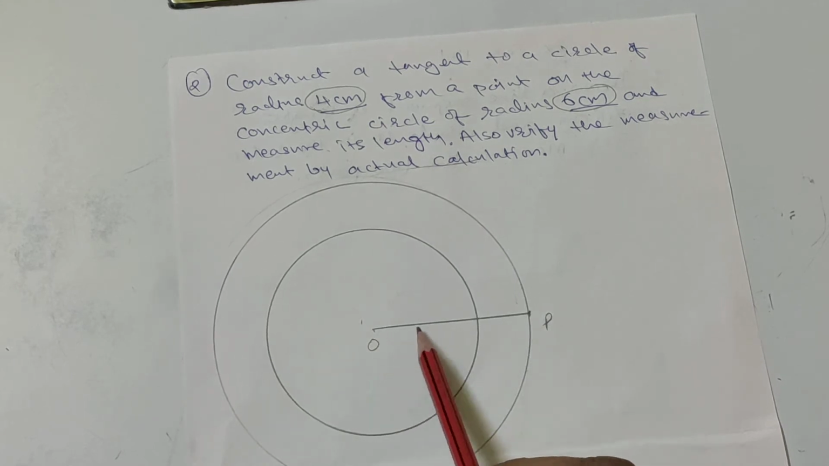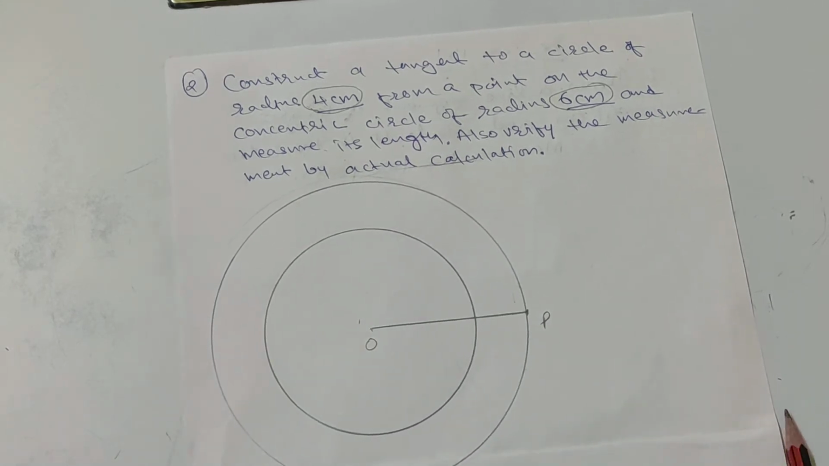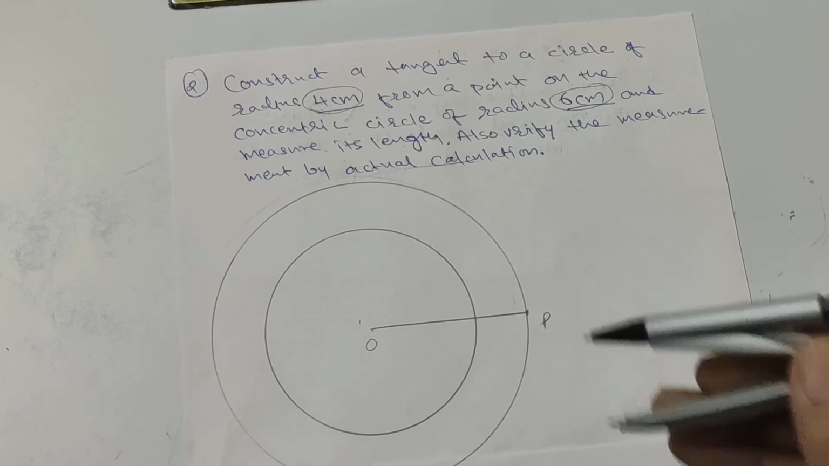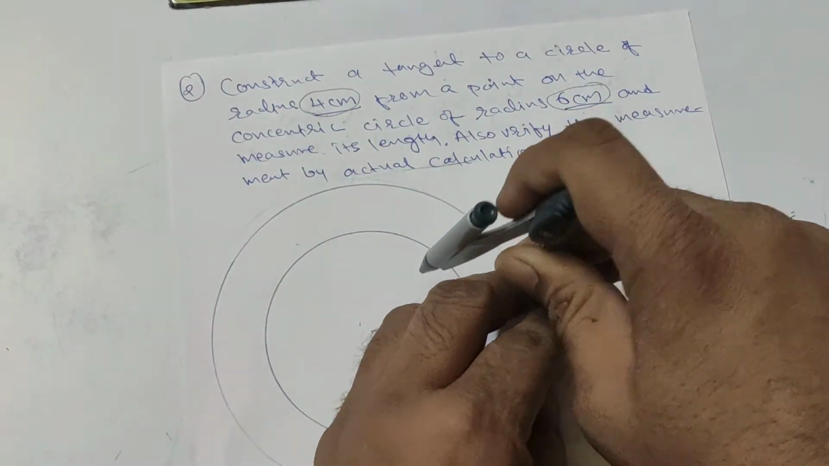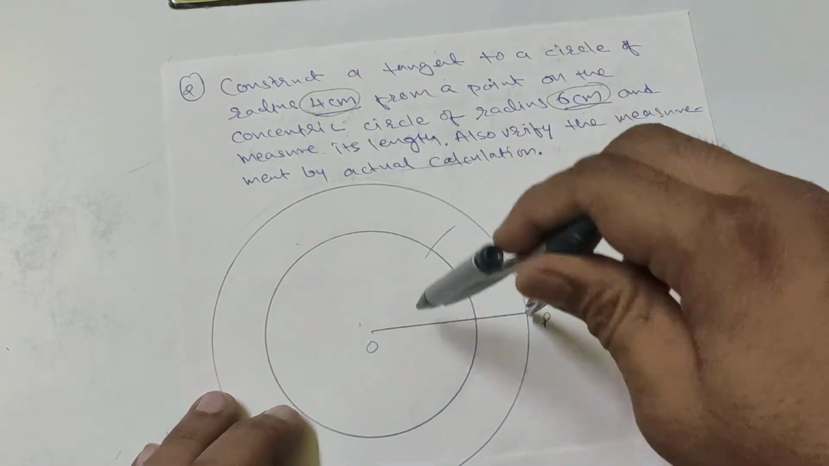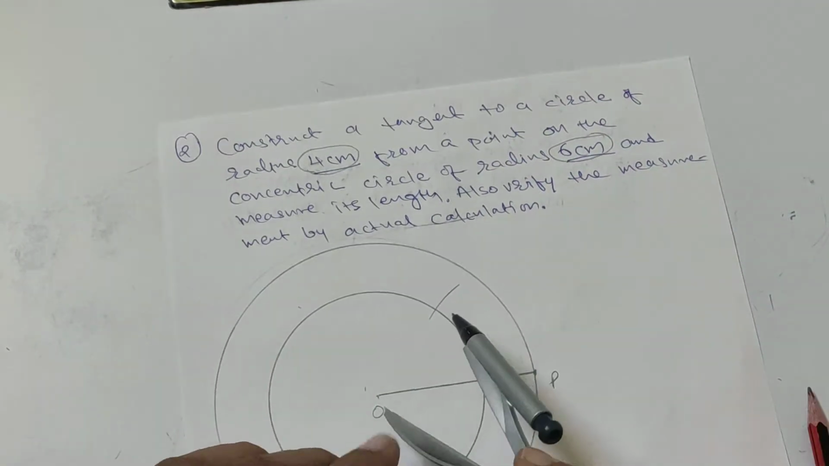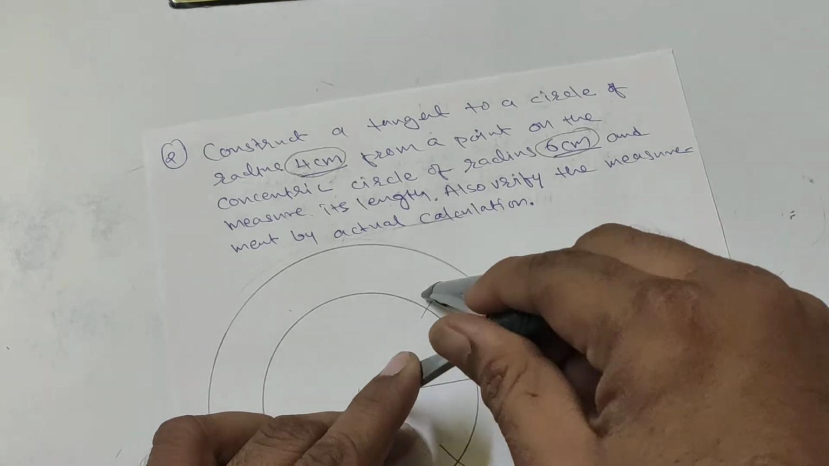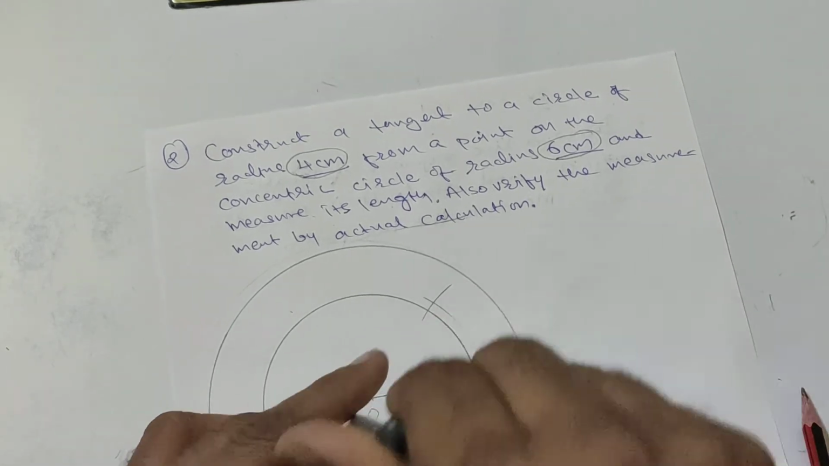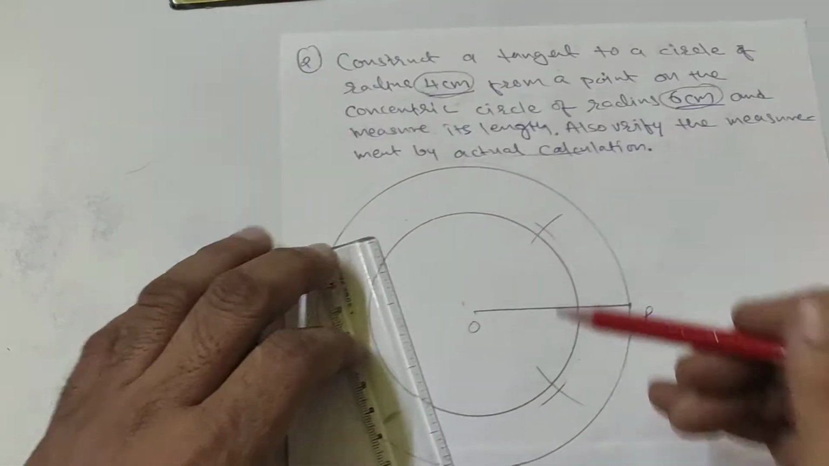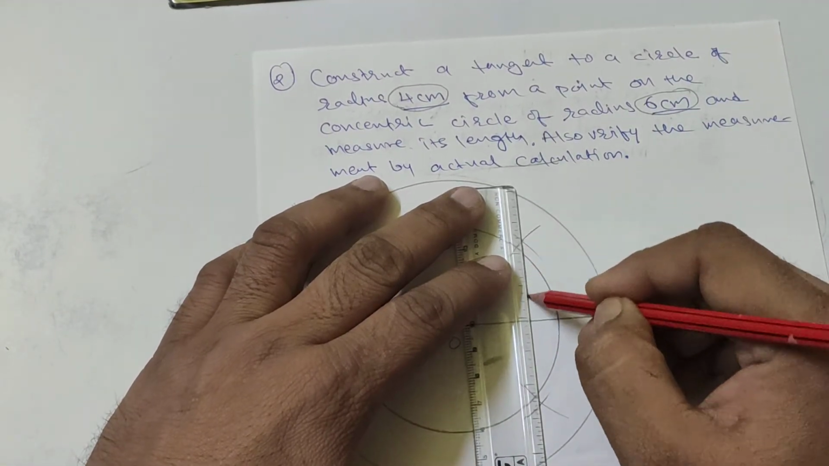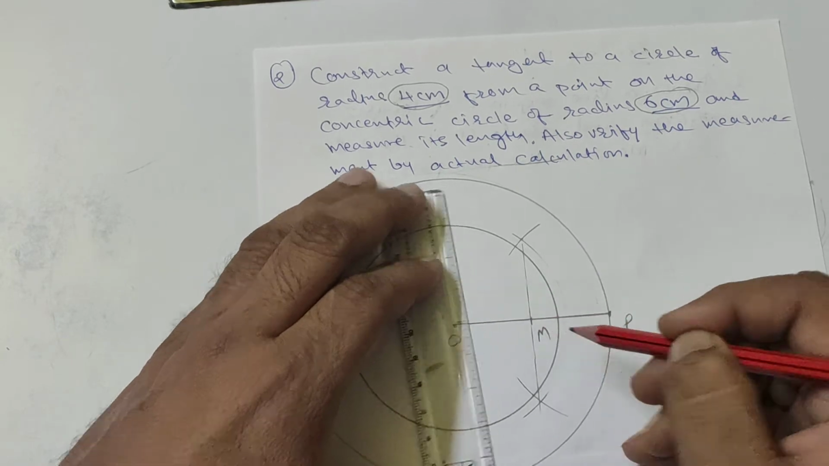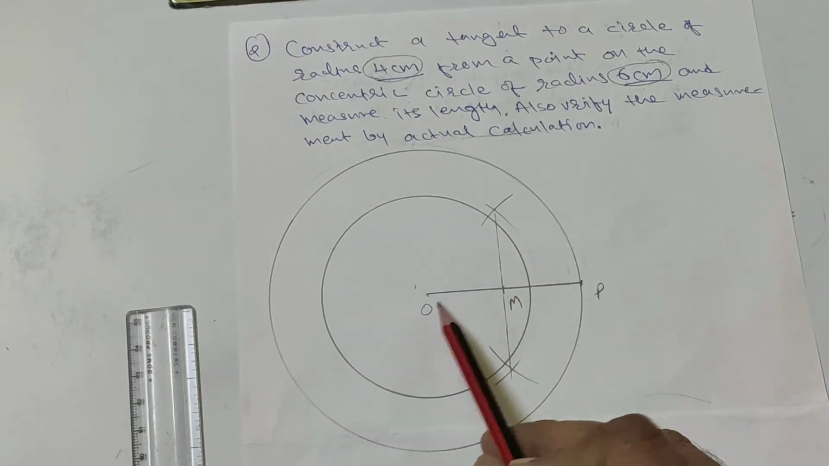For that, I have to find out the midpoint. In order to find the midpoint, you know that I have to draw the perpendicular bisector of this line segment. The perpendicular bisector can be drawn by constructing 2 arcs, one above and one below. Another one above and below. So you will get 2 points. Join these 2 points and you will get the midpoint of the line segment. So this is my midpoint M. This is the midpoint of OP.